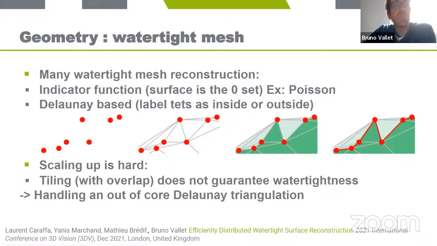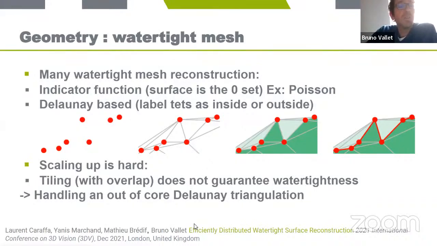Scaling up surface reconstruction is a hard problem because either you do tiling, but if you do tiling with overlaps, you cannot guarantee watertightness between the tiles. And so if you really want to handle the problem of reconstructing a surface at a very large scale, you need to handle an out-of-core Delaunay triangulation, which is not something that is trivial.